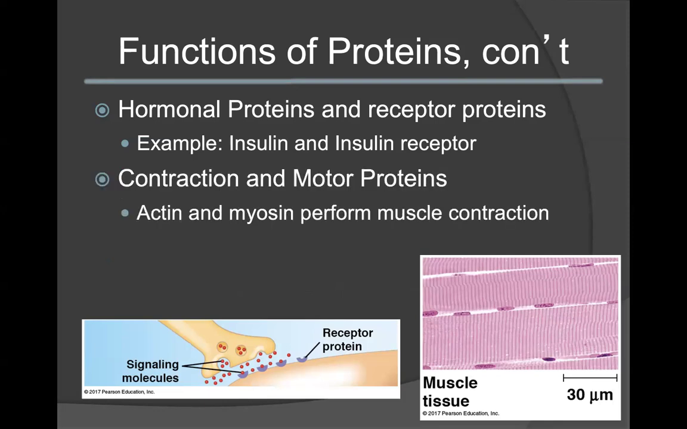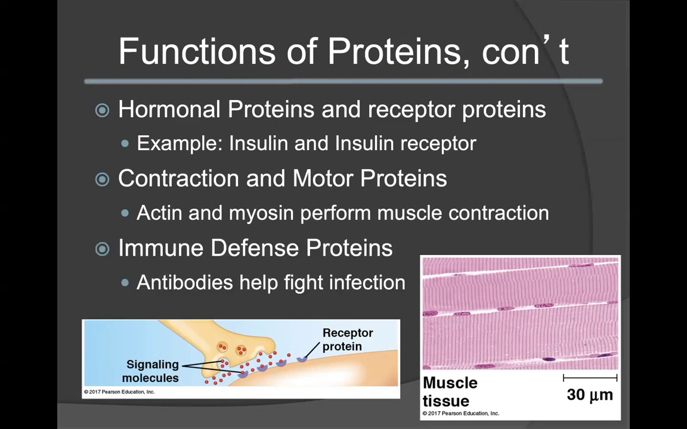Proteins are also important in contracting and also in providing motor proteins. Actin and myosin are very important in performing your muscle contraction, where these fibers will lay on top of each other and they will move accordingly to contract the cell. And when multiple cells contract, you can contract an entire muscle in a coordinated response. Proteins are also very important in providing immune defense. They provide the antibodies that are necessary to fight various types of infection.